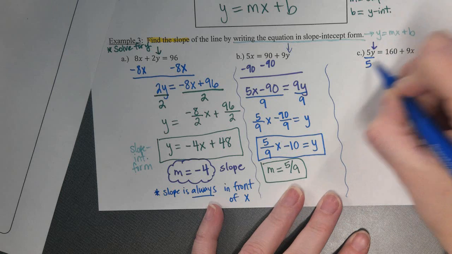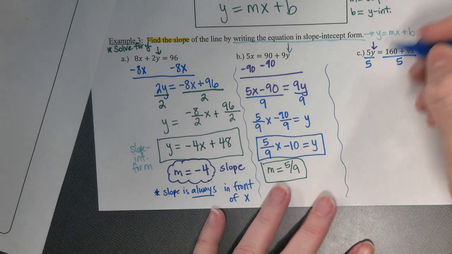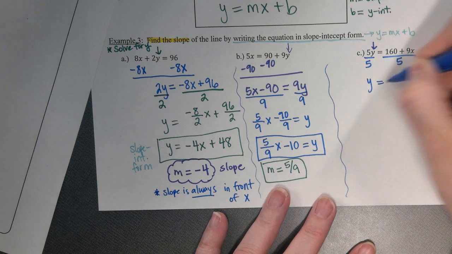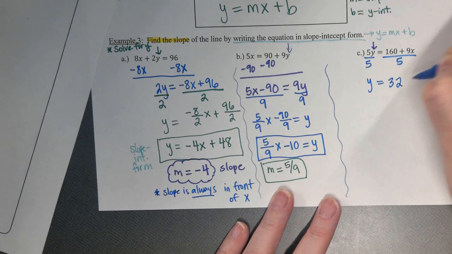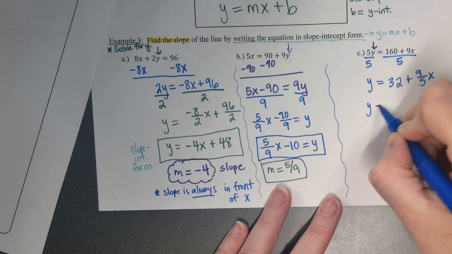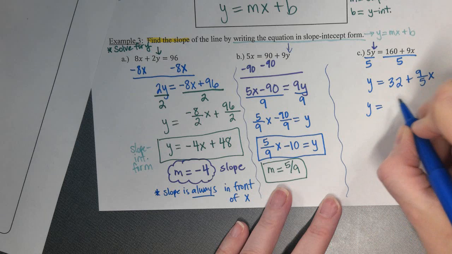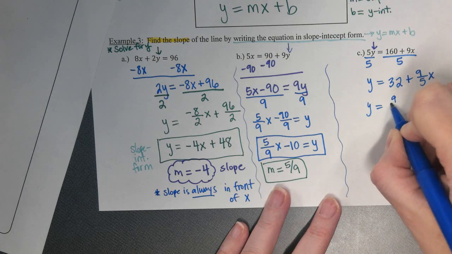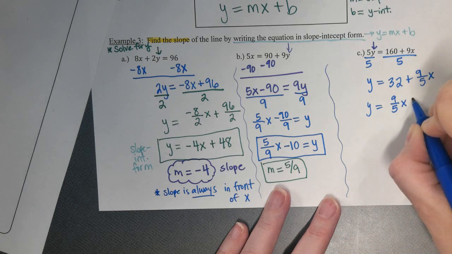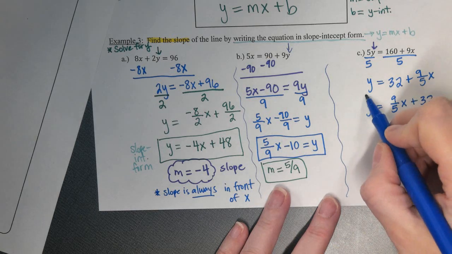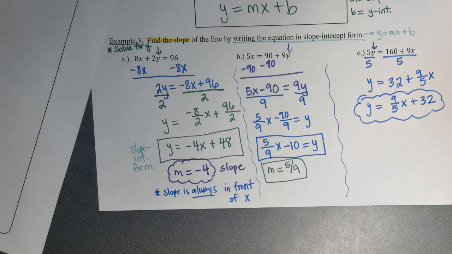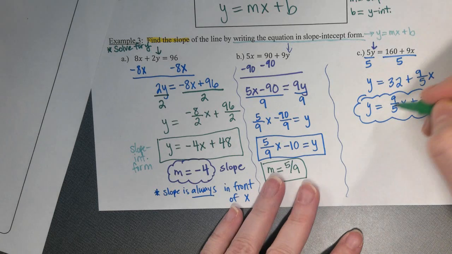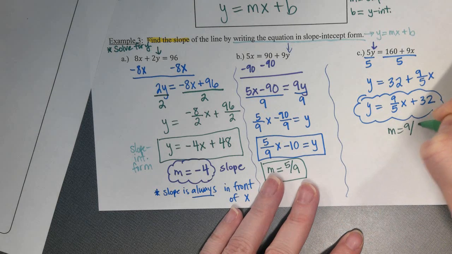All right, let's see if we got this right. We're dividing by 5. Then 160 divided by 5 was 32. This was 9 over 5. When you're writing it in mx plus b, you can just flip these two. So it's 9/5 x plus 32. This is your y equals mx plus b form. And then your slope is 9/5.